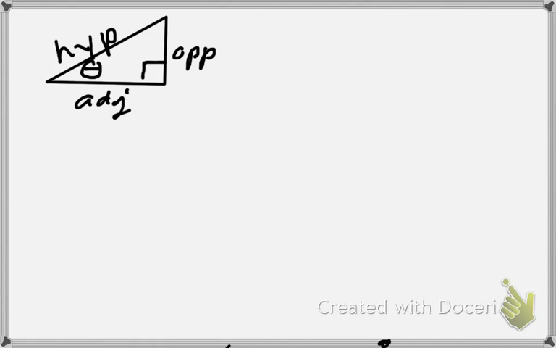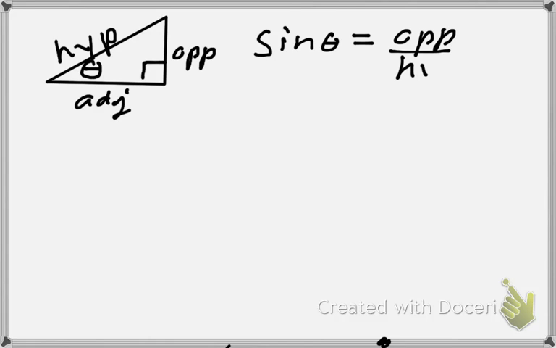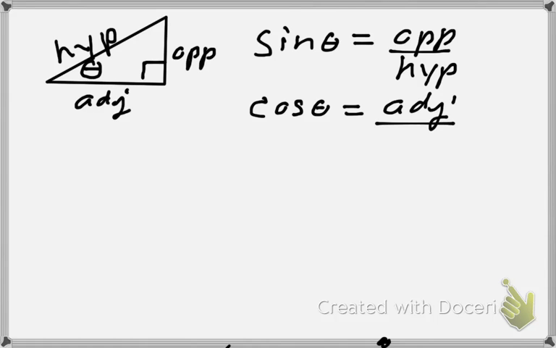Now sine theta is the ratio of side opposite divided by the hypotenuse. Cosine theta is side adjacent divided by the hypotenuse.